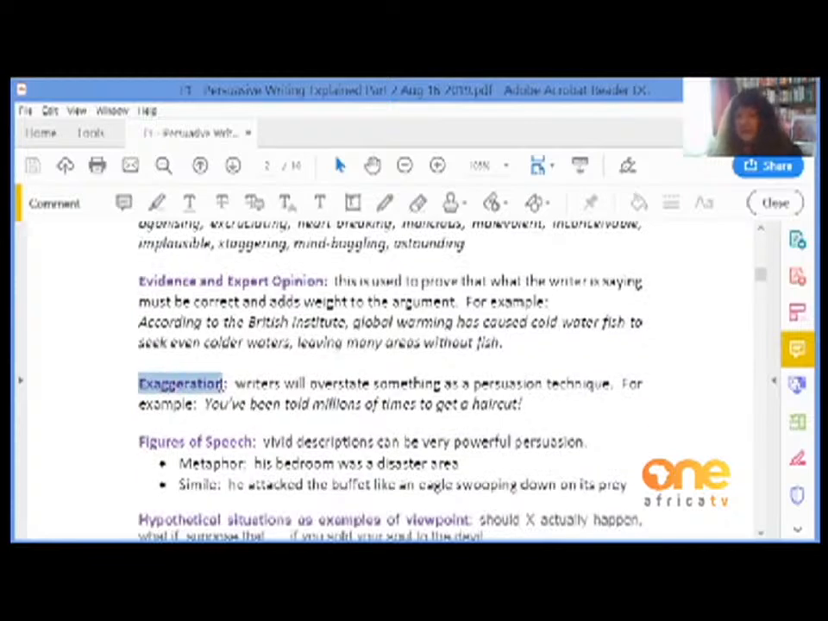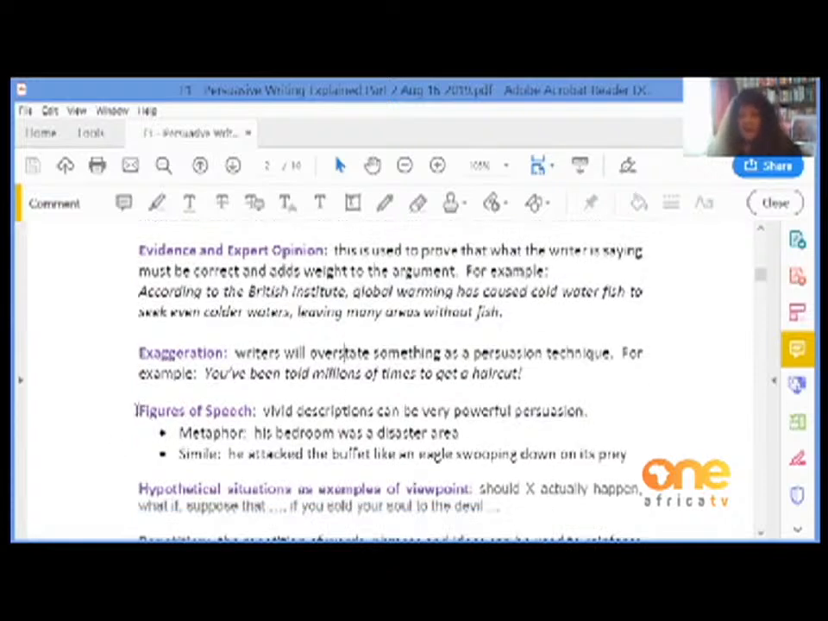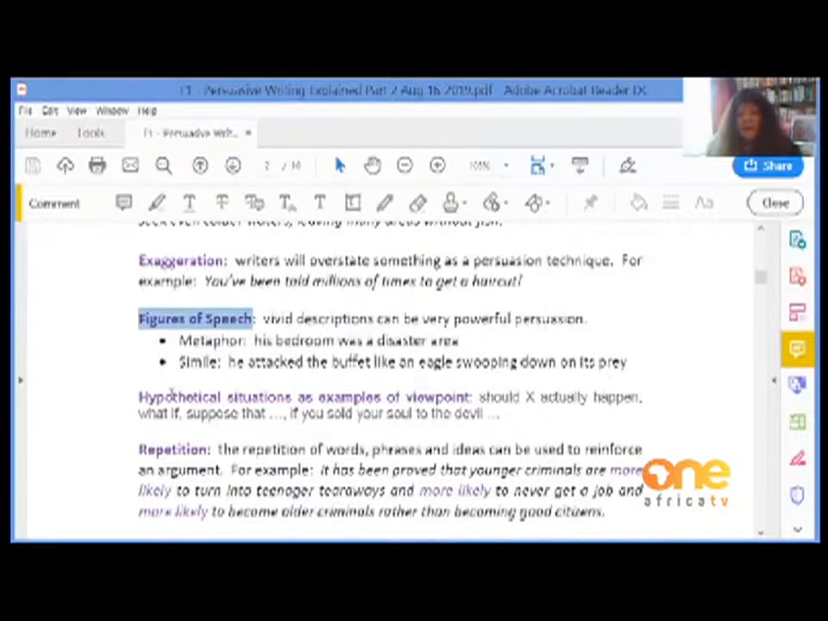Another thing you could use is exaggeration. When you exaggerate things, you must always use figures of speech in every assignment that you write. You can use similes or metaphors preferably. So make sure you get one of those in all your assignments. Hypothetical situations as examples of a viewpoint. What if, suppose that. We're talking about something that would or might happen. Okay, so it's hypothetical, it's not real. What would happen if the moon struck the earth?